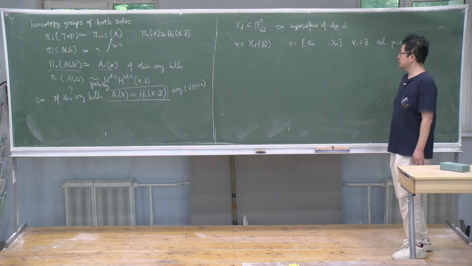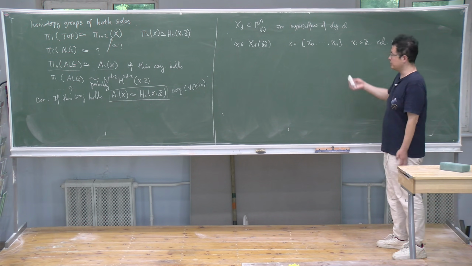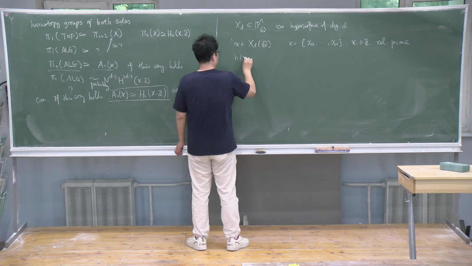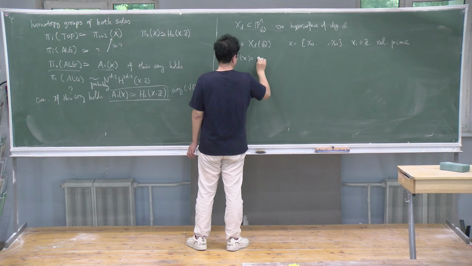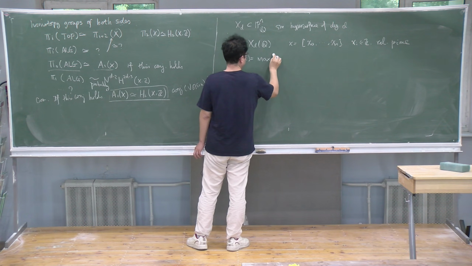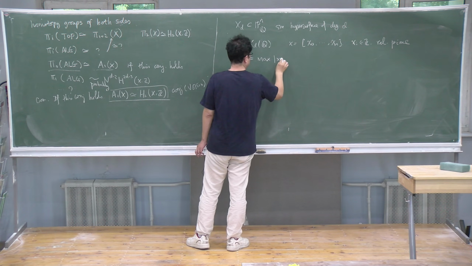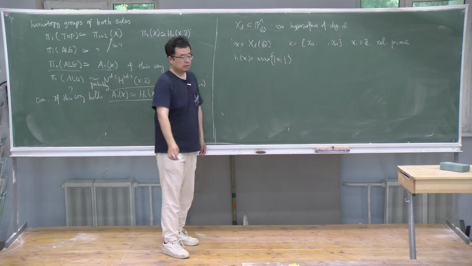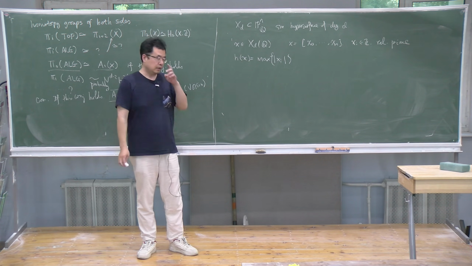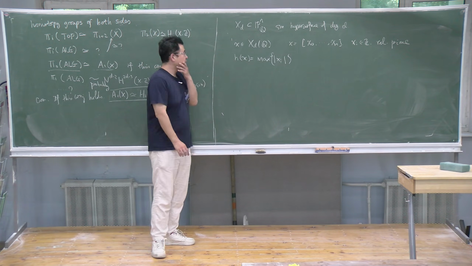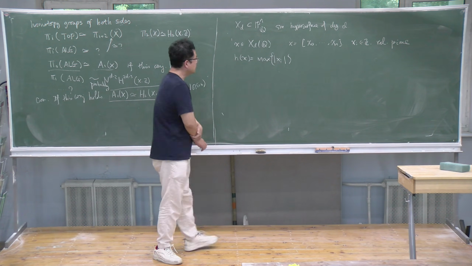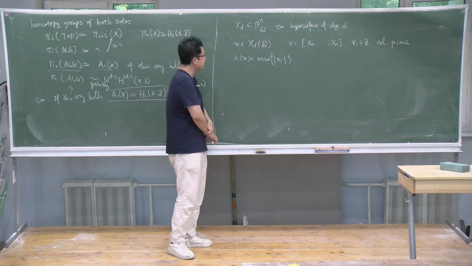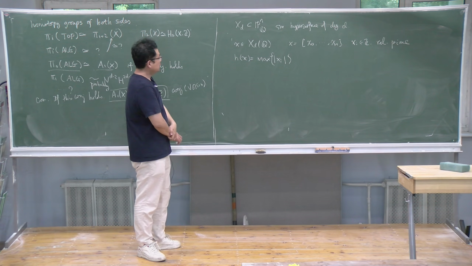And I clear the denominators to make them integers. So then I define H(x), the height, to be the max of all these xi's, the absolute values. Oh, so you don't take the logarithm. Yeah, there's a reason I don't take the logarithm.